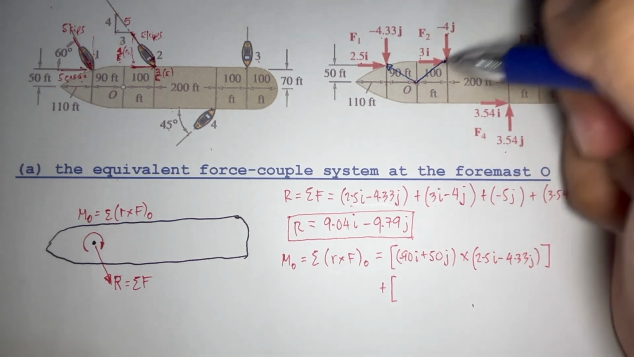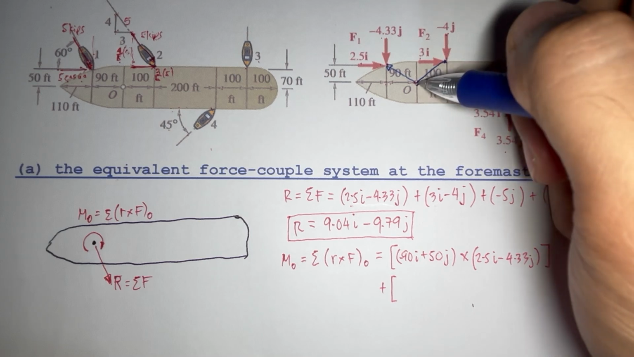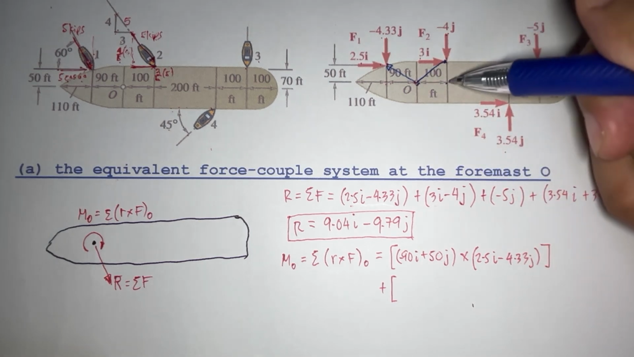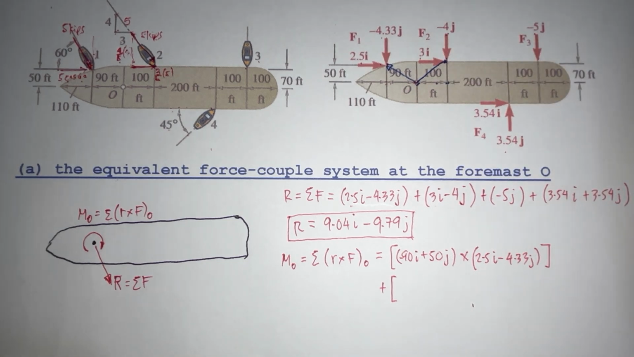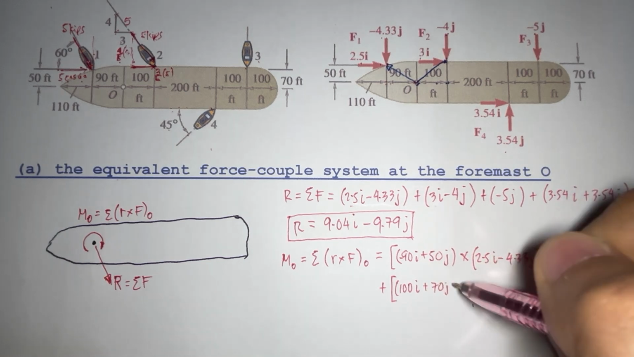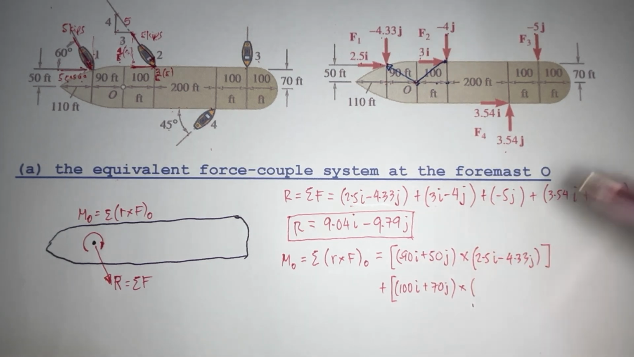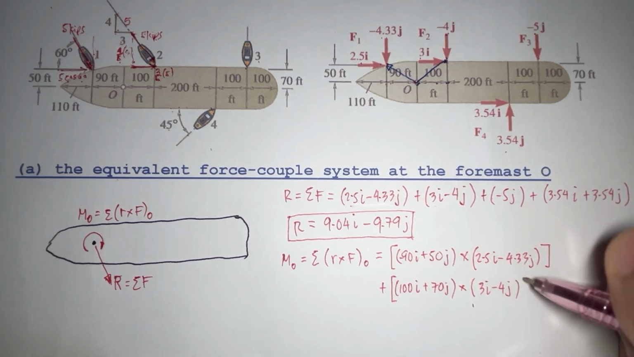Plus, for our second moment, F2, our moment arm is from point O going to this point here. So to get from point O to this point, we need to go 100 units to the right and 70 units going upward. So we have 100I plus 70J. That is for our R. And for our F2, we have 3I minus 4J.